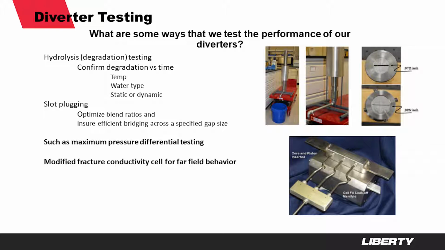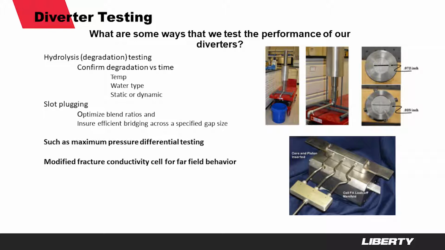Additional testing can be done using what is known as a permeability plugging cell using a variable diameter slot plate. This type of testing helps us to optimize blend rate ratios and ensures that bridging will occur across the specified gap. Further performance testing can be completed upon request, such as maximum pressure differential testing or modified fracture conductivity cell for far field behavior.